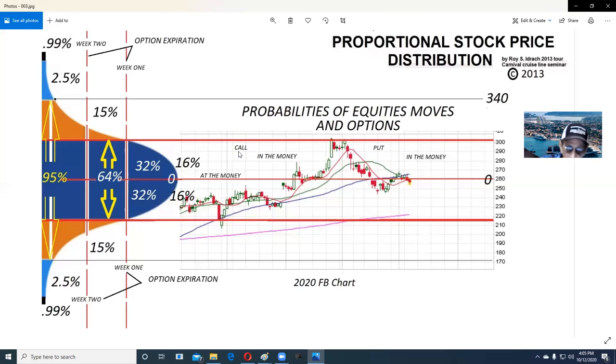We don't want to buy a call that is going to be at 340, right? Especially when you see this here going up. It's very unlikely that the stock will go from 220 to 340 in a very short period of time. So this is how we can establish what we're going to do.